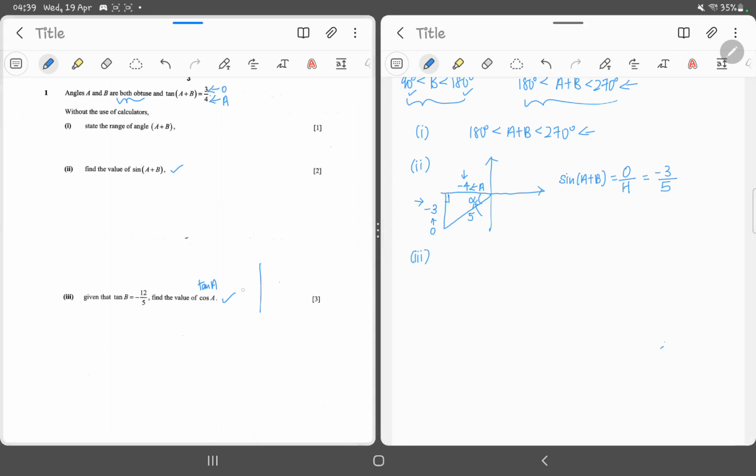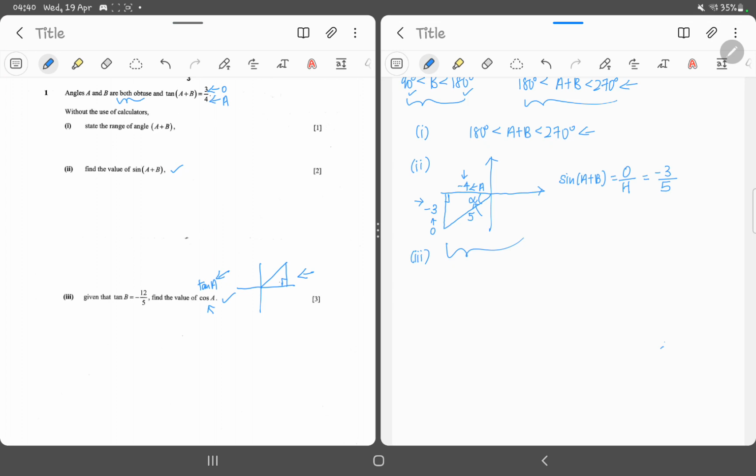Then I can draw the ASTC diagram again with the straight line and the right angle triangle, and based on the value of tangent A using the ratio, we can actually derive the ratio of the lengths of this right angle triangle over here, and then we can finally derive the ratio of the last side of the triangle. With these 3 pieces of information we can actually find cosine A, just like what we have done over here.